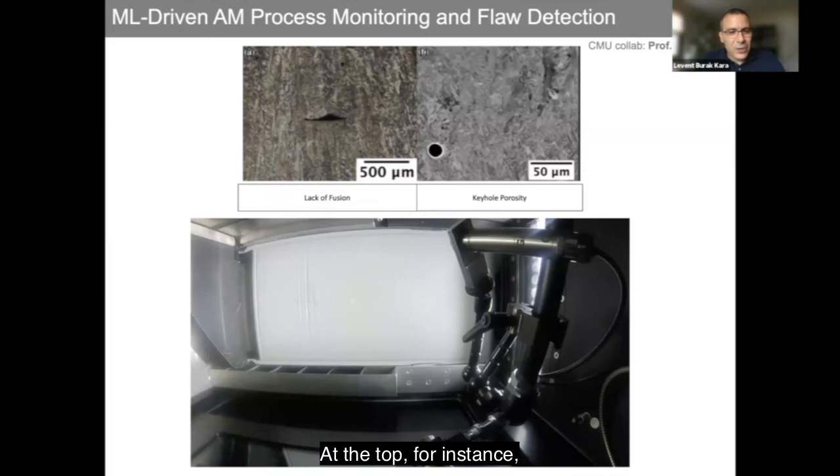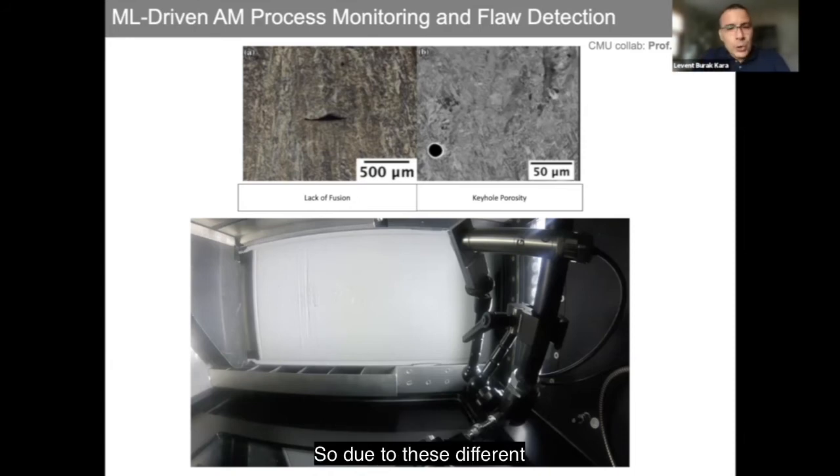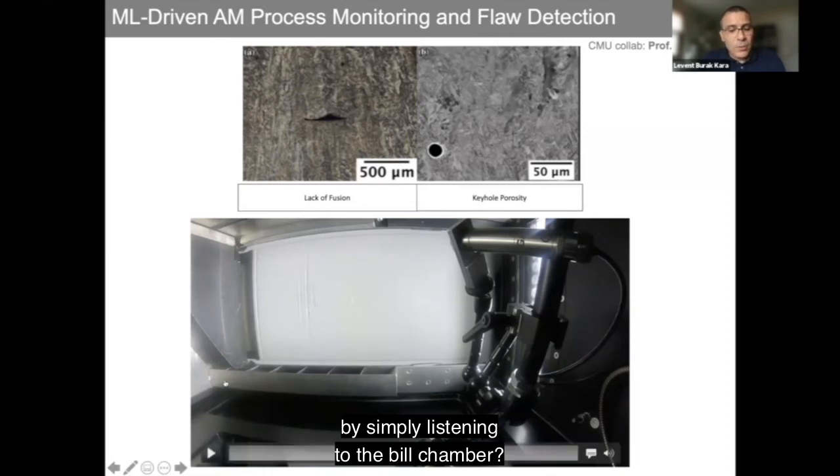At the top, for instance, you're seeing 2 types of defects that are very common in metals additive: one is called lack of fusion, the other one is the keyhole porosity. These happen either because the laser is too slow and not powerful, or it's too fast and too powerful, for instance. So due to these different variations in the process, you can induce quite a bit of flaws. So the question is, can we automatically detect these by simply listening to the build chamber? And this is how it actually sounds like.